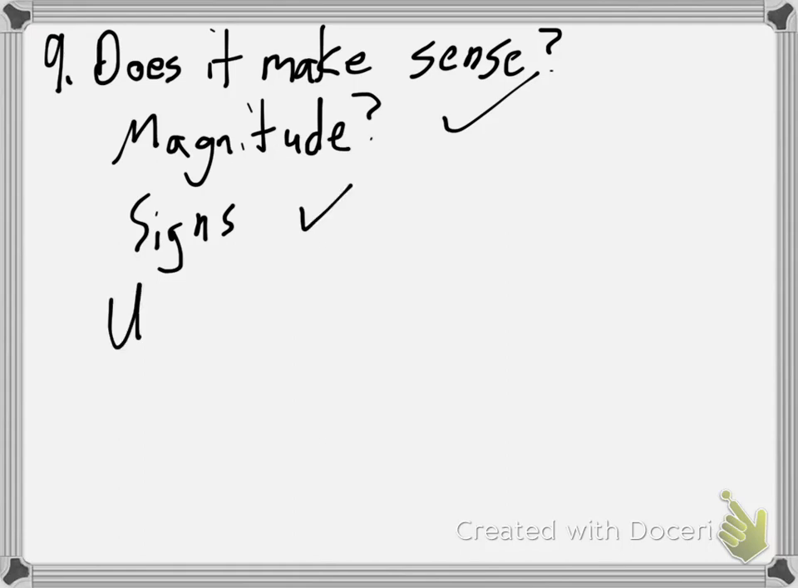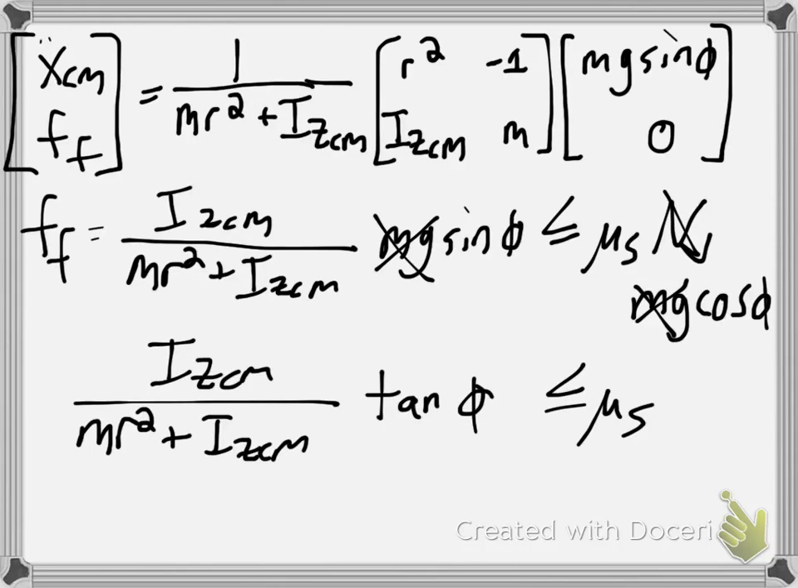And then finally, the units. The units on our coefficient of static friction: this term would be unitless, kilogram meter squared divided by kilogram meter squared plus kilogram meter squared. So that's unitless. Times the tangent of phi, that's unitless. So mu sub s is unitless. That's good. Force of friction, we have unitless times mg, newtons, times unitless. So it has the same units as mg. That's good.